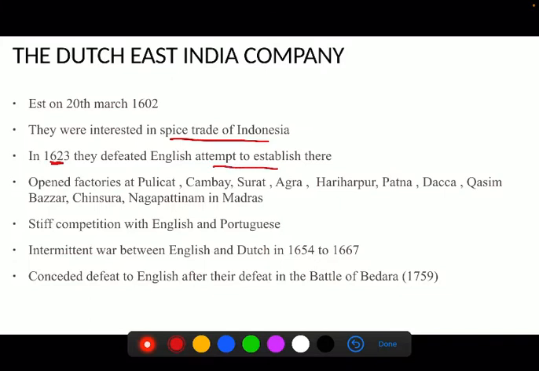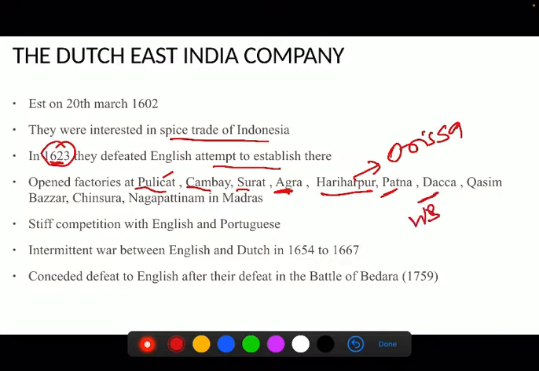English wanted to establish their attempt in Indonesia, but the Dutch defeated them in 1623. So they were having their trade in Indonesia, but at the same point of time, they opened their factories at Pulicat, which is in Andhra Pradesh, Kambe, Surat, which is in Gujarat, Agra in UP, Hariharpur in Odisha, Patna in Bihar, Dhaka in West Bengal, Kasim Bazar in West Bengal, Chinsura is also West Bengal, Nagapattinam in Madras.